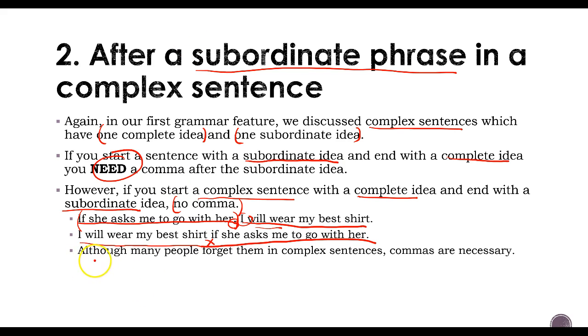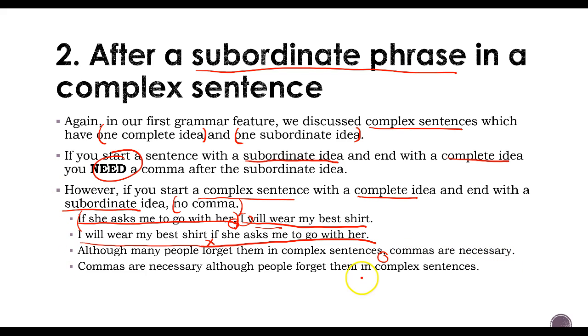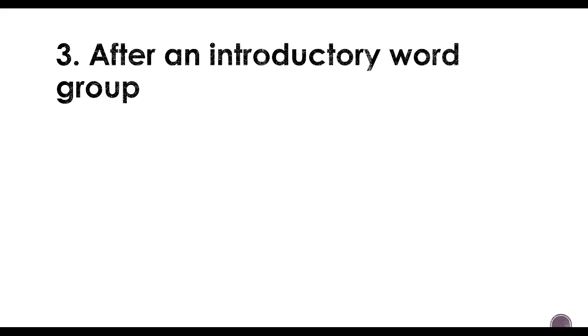Here's another example. Although many people forget them in complex sentences, comma, commas are necessary. And again, if we flip it around, commas are necessary, although people forget them in complex sentences. So there you go. Rule number 2. Also, you might remember from the first grammar lesson, make sure you use a comma after a subordinate phrase in a complex sentence.